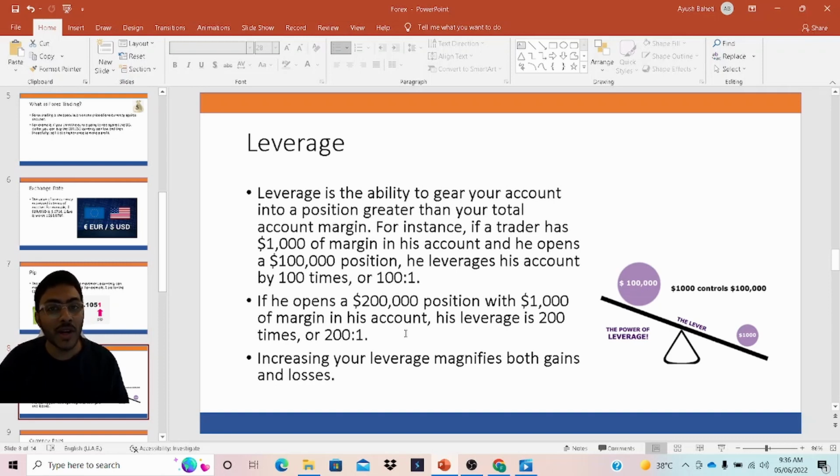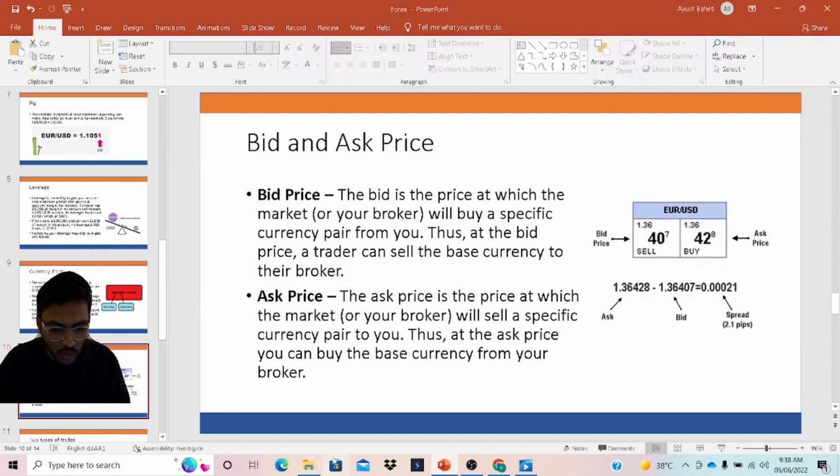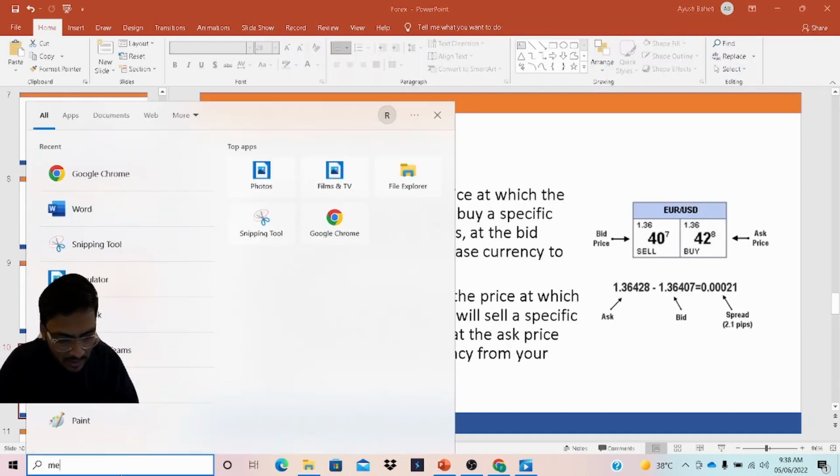It means that if I have $1 in my account, I can buy currency worth $400. If I have $100 in my account, I can buy currency worth $40,000. Let's understand bid and ask price. I'll just show you my trading terminal.